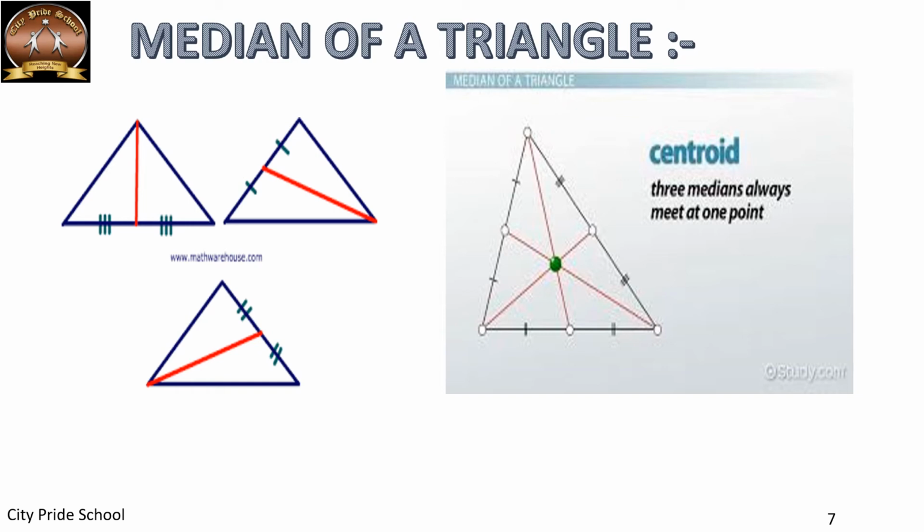Okay, so that means every triangle has three medians, and all medians of a triangle lie inside the triangle, as you can see over here. And that meeting point, right, where all these three medians are meeting at a single point, as you can see over here, that point is said to be centroid.